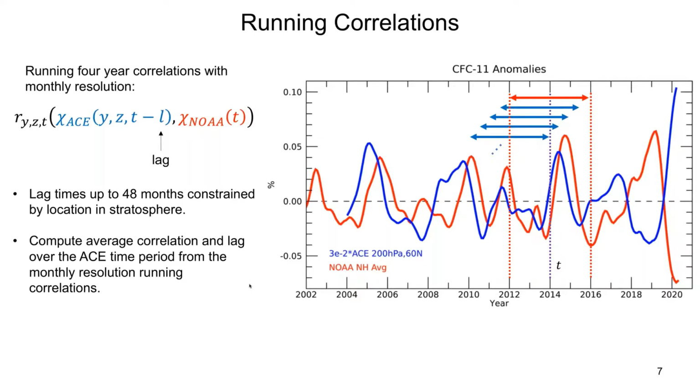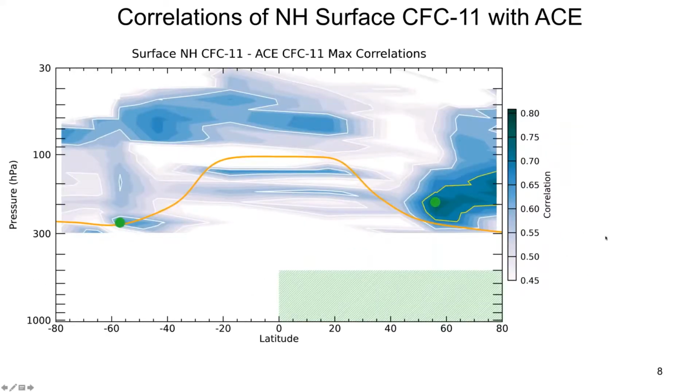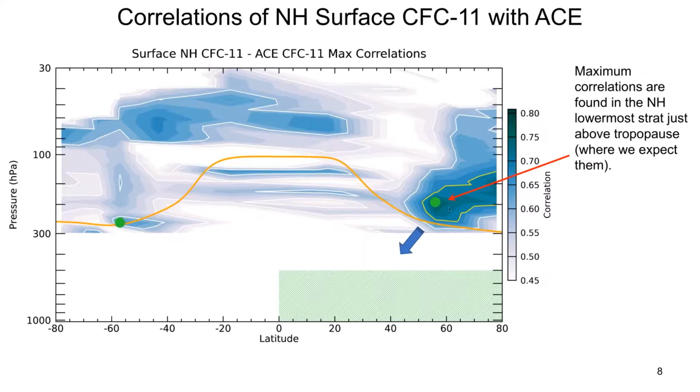So this is the map of those correlations of the ACE measurements throughout the stratosphere with the surface northern hemisphere average measurements. What you can see here is that the maximum correlations for this case are found in the northern hemisphere lowermost stratosphere, just above the tropopause. That's right where we would expect them, because this is where we know the air is dumped out of the stratosphere and affects the troposphere in this region most directly.